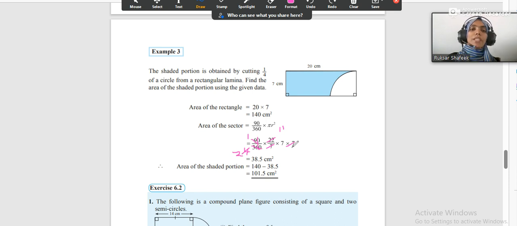So 11 times 7 is 77. 77 divided by 2 is 38.5. In this case, it's easier to convert it into a decimal rather than leaving it as a fraction, because we need to do a subtraction. So 140 minus 38.5 would give us the answer 101.5 centimeters squared. So that's basically how we work out this question here.